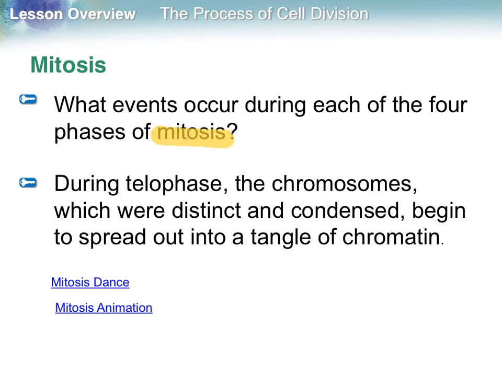The final phase of mitosis, the division of the nucleus, is called telophase. At the end, the chromosomes, which were at one point distinct and coiled up, begin to spread out into a tangle of chromatin, again, the uncoiled version of DNA. So all of the events of prophase are kind of undone.